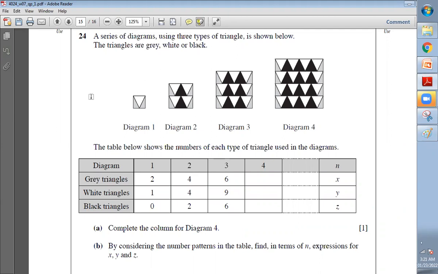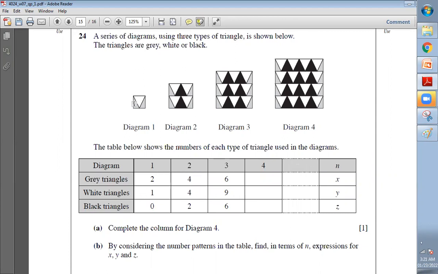Diagram number 1. So here you have gray and the white triangle. Diagram number 2, you have gray tiles, you have white tiles, you have black tiles. Same way, diagram number 3, third pattern, there are black tiles, there are white tiles, there are gray tiles. So the table below shows the number of each type of triangle used in the diagram. And there are gray triangles, white triangles, black triangles. So from here you can calculate and you can write them here.